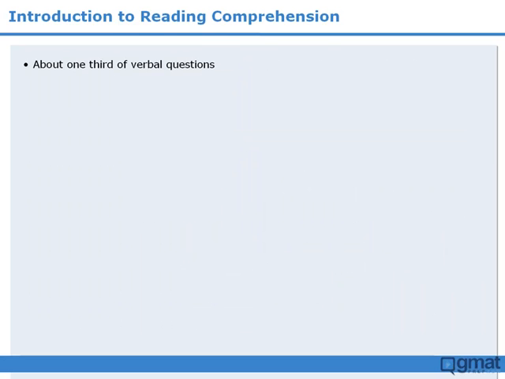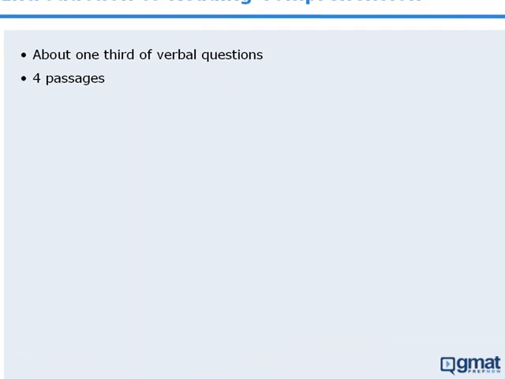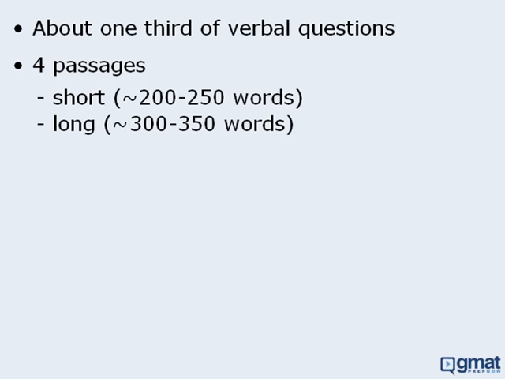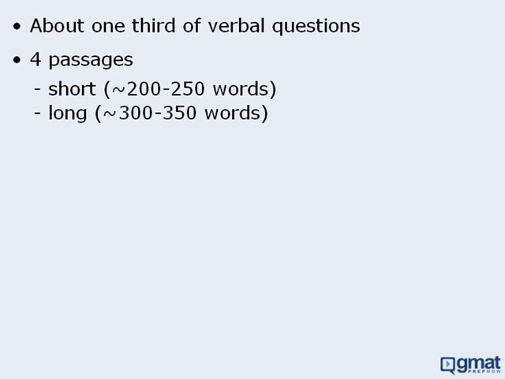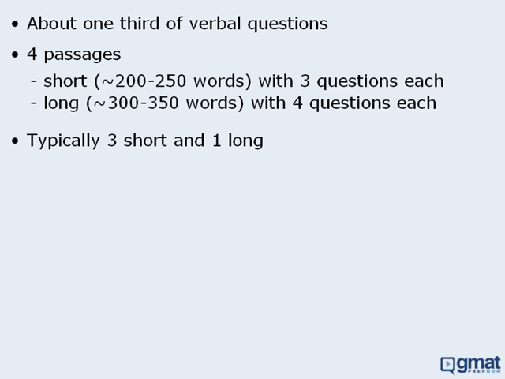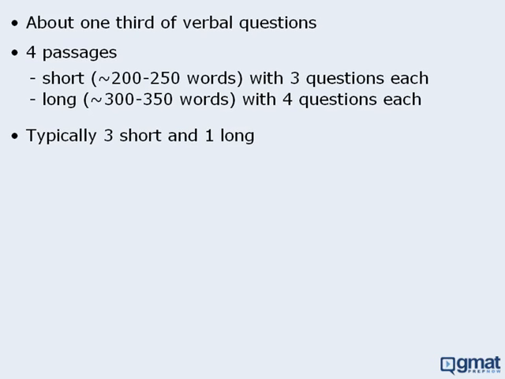Now, in the verbal section of the GMAT, you will likely see 4 reading comprehension passages, and each passage typically has 3 or 4 questions associated with it. However, you will see only one question at a time. Some passages are short, and other passages are long. The short passages are typically accompanied by 3 questions, and the long passages are typically accompanied by 4 questions. In most cases, you will get 3 short passages and 1 long passage, but you may get 2 of each.